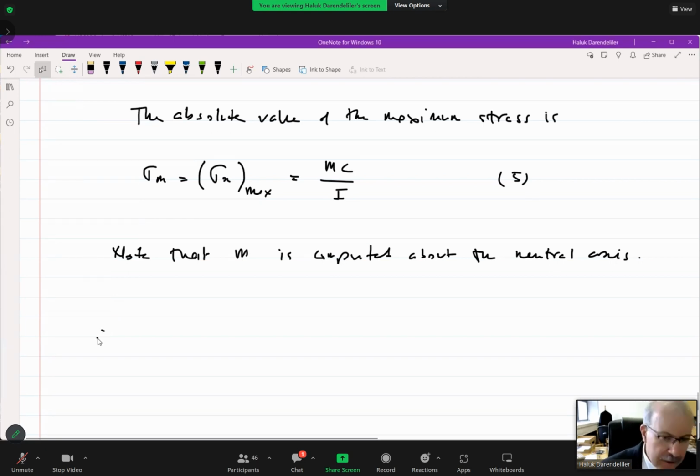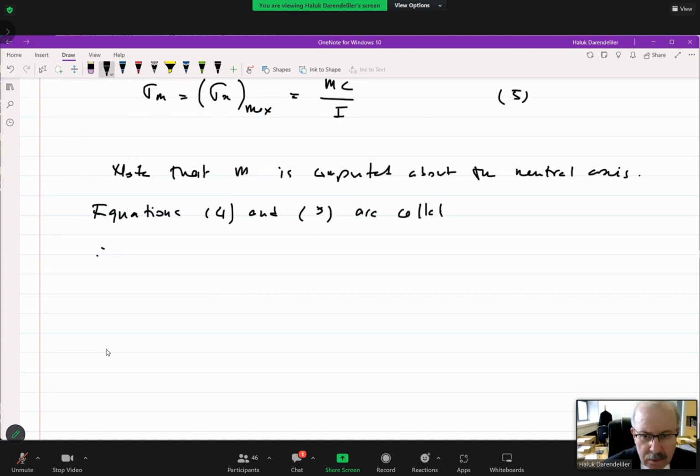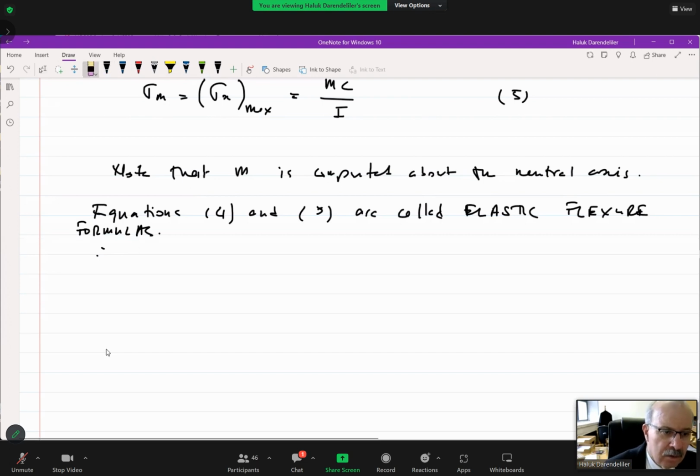Okay, equations 4 and 5 are called elastic flexure formulas. Okay, so just know them with this name.